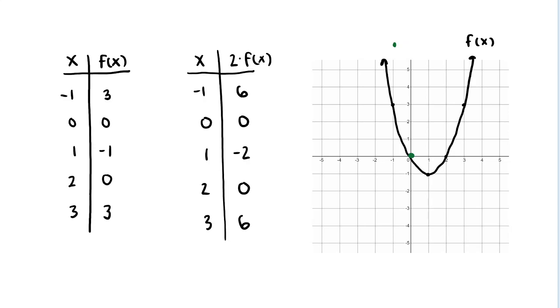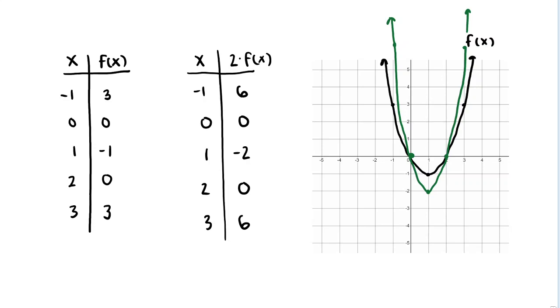But here, this point at 1 comma negative 1 is going to get stretched twice as far away from the x-axis. It's going to get pulled down to 1 comma negative 2. And then 2 comma 0 is going to stay in the same spot. And 3 comma 3, well, the output's going to get doubled to 3 comma 6. And so the graph of this function is stretched by a factor of 2 everywhere away from this horizontal axis. So we get a vertical stretch by a factor of 2. And so values below the x-axis are going to get pulled further away, and values above the x-axis are also going to get pulled further away. And points at the x-axis are just going to stay stationary.